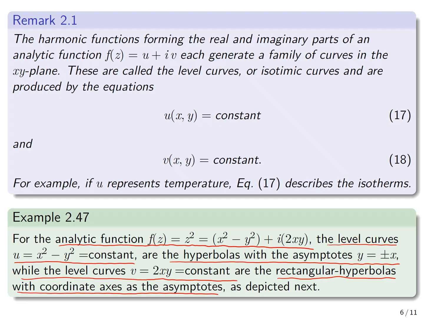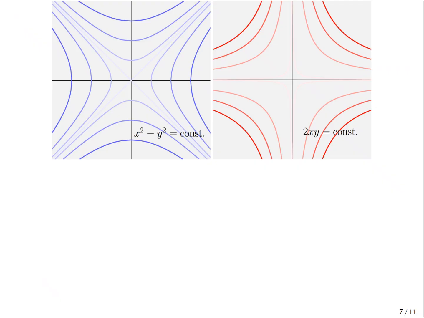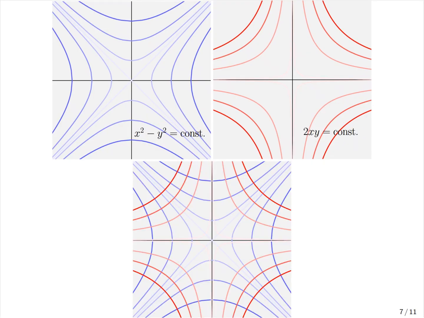For the second one, those are the coordinate axes, and you can see them if you graph them: the first one on the left are the level curves of u, and the one on the right are the level curves of v. The interesting thing is, if you put them together in the same graph, you can see that these curves actually cross at 90 degrees. So they intersect at 90 degrees. This is an interesting fact about level curves of conjugate pairs. So let's try to prove this result.